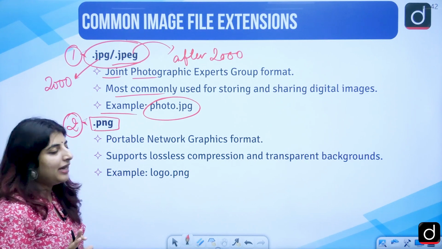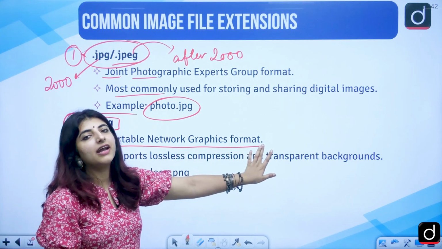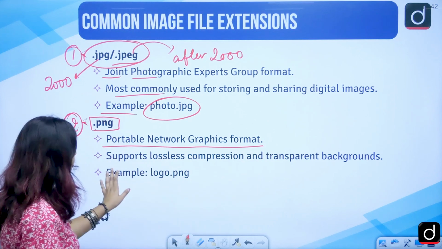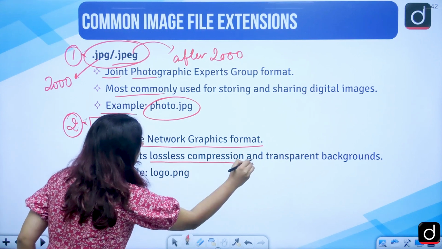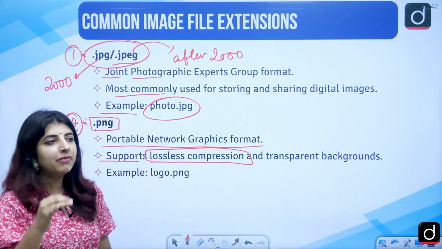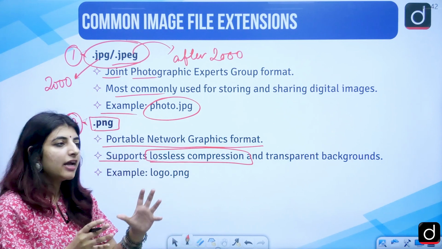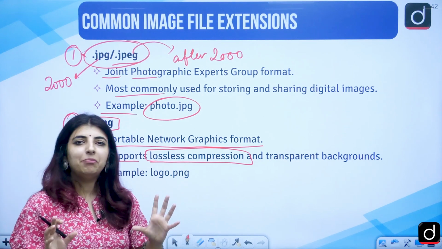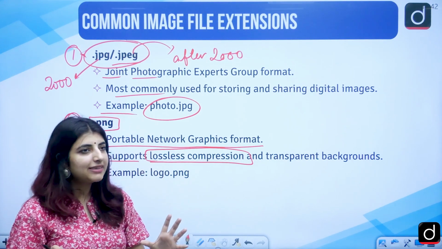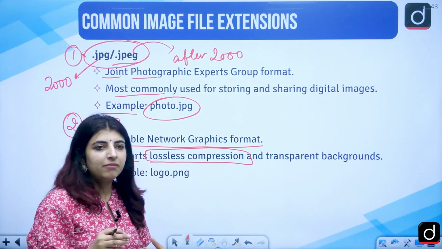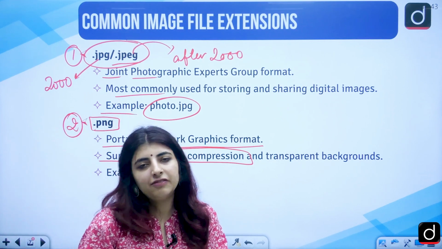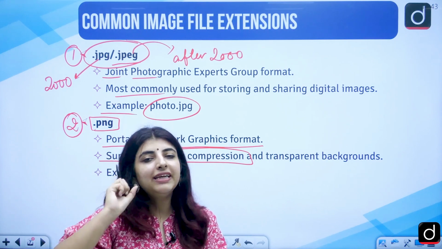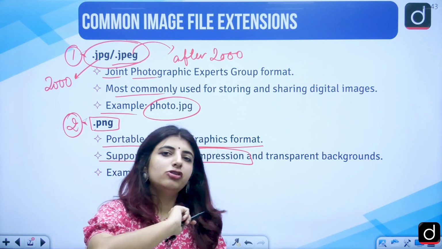Full form again is Portable Network Graphics Format. Now here we are going to again save the images, and it supports lossless compression. Now what do we really mean by lossless compression? It means that even if you are trying to compress a file here, the quality will not be deteriorated. You would have seen that if you are trying to compress certain images because you want to upload certain files on the internet, your passport size photograph, when you are compressing it, the image quality also deteriorates.